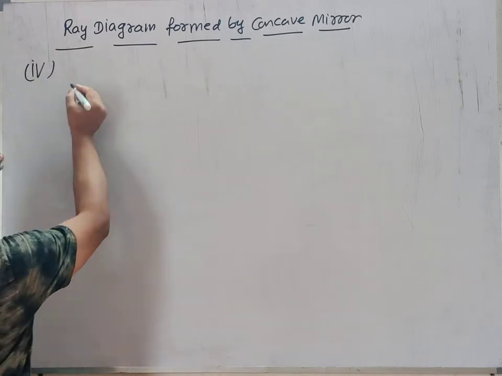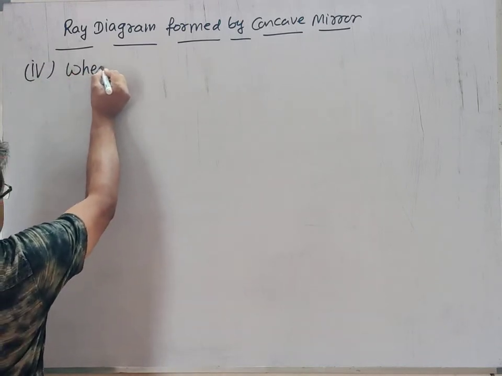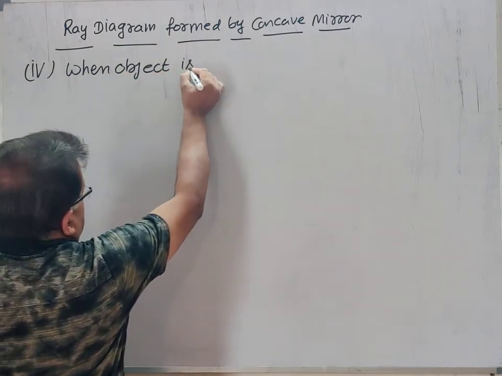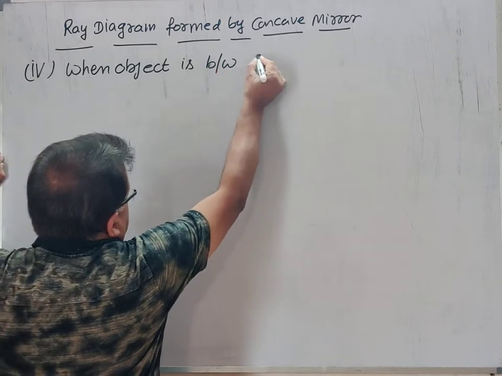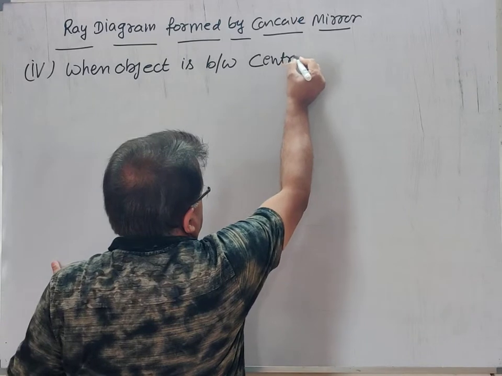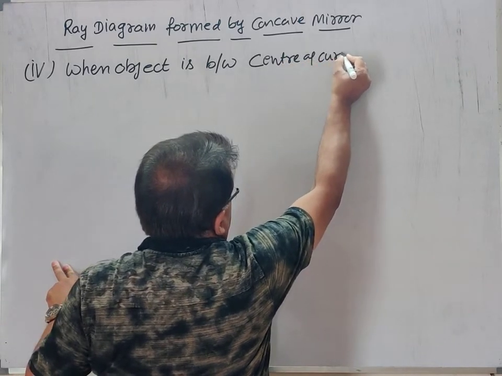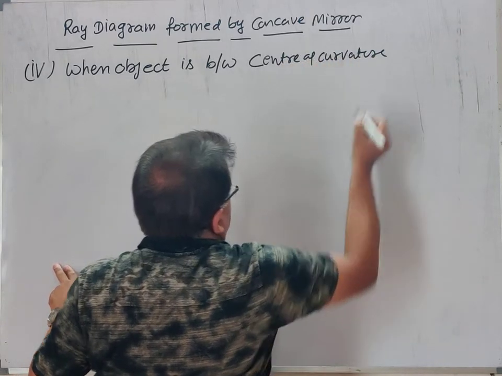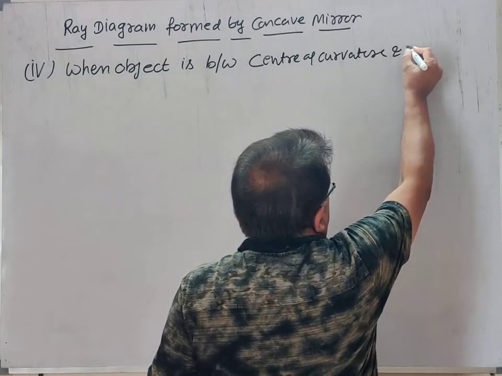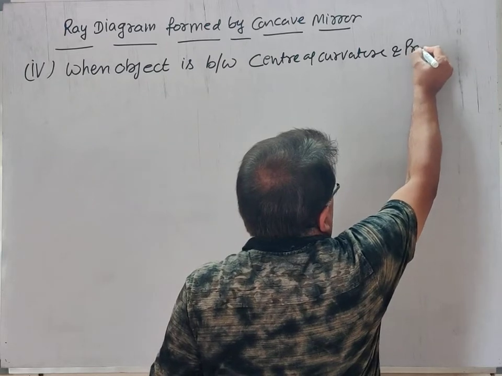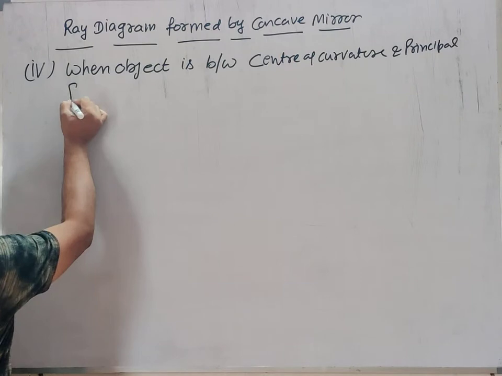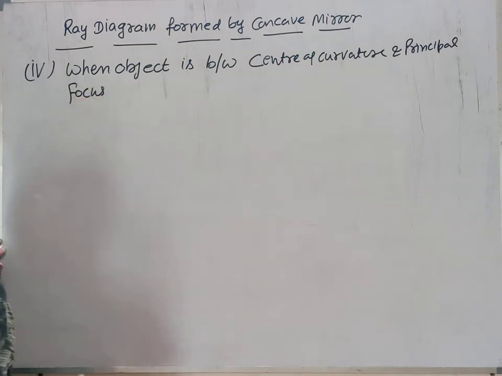The fourth ray diagram is, what is the position of the object? When the object is between the center of curvature, that is C, and the focus or principal focus. So this is the position of the object.